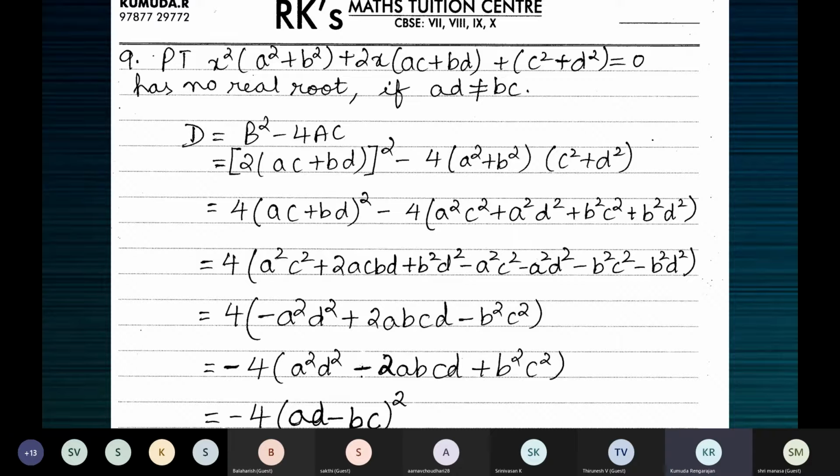Here, we have to prove it has no real roots. So we are finding D, that means we are finding b square minus 4ac. We don't have an equation here. It's an expression. We're finding only b square minus 4ac. We don't have a condition like D is equal to 0, or D is greater than 0 or less than 0. We have to prove it has no real roots, so we're going to find b square minus 4ac and say that it is negative.